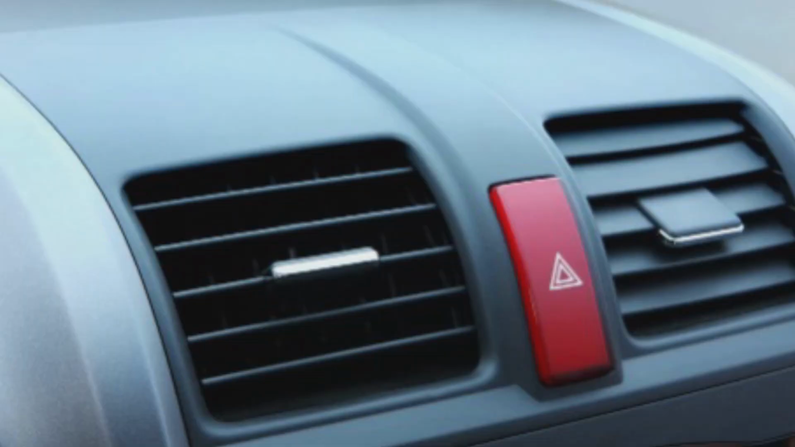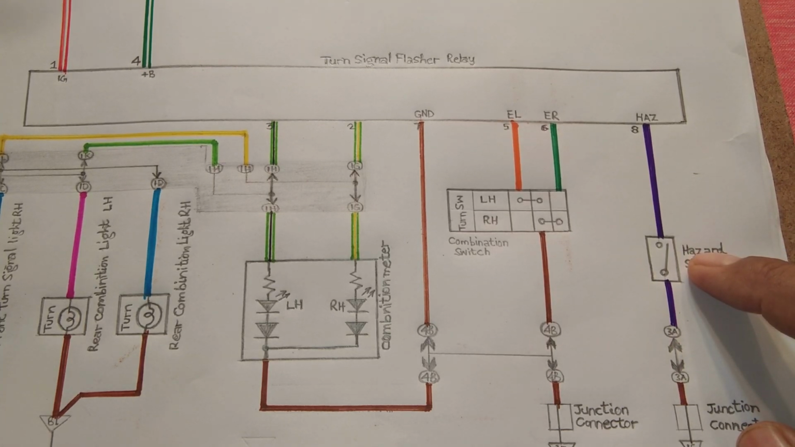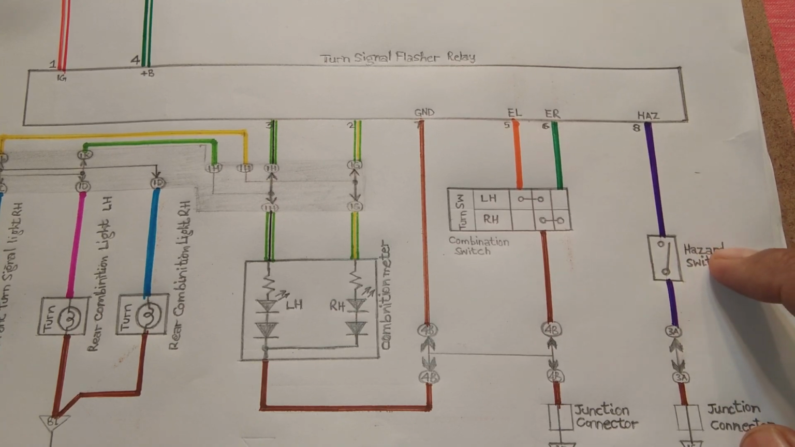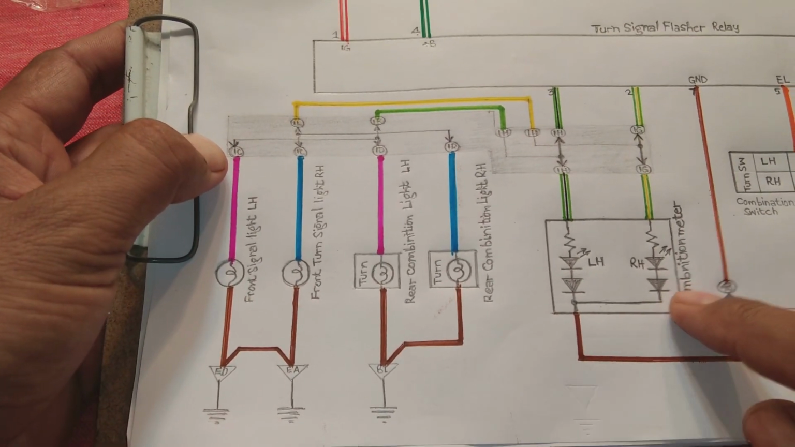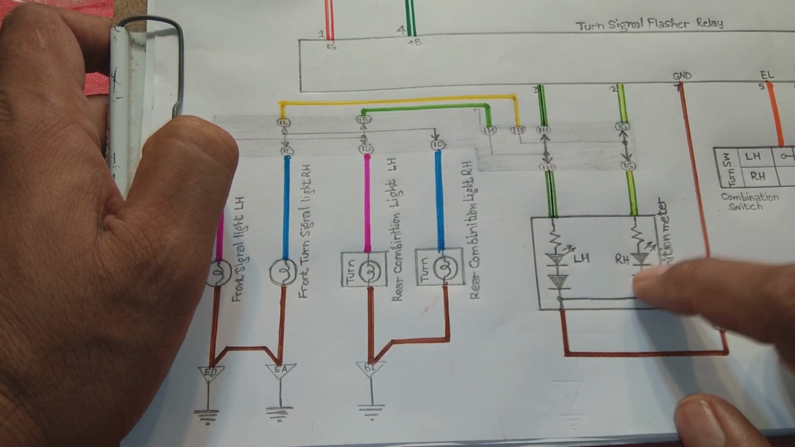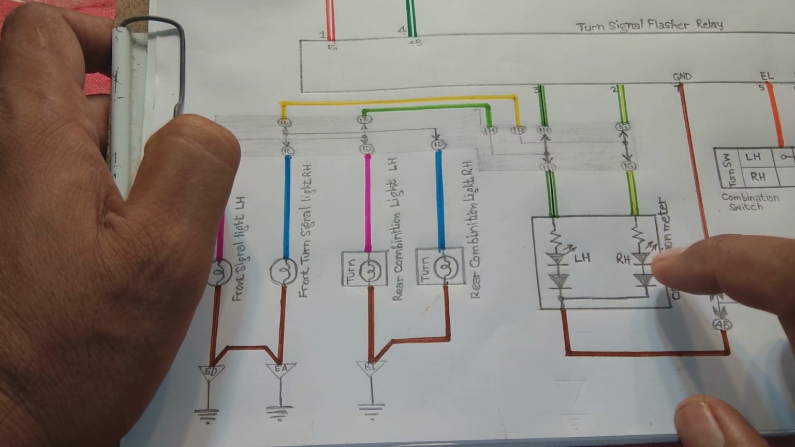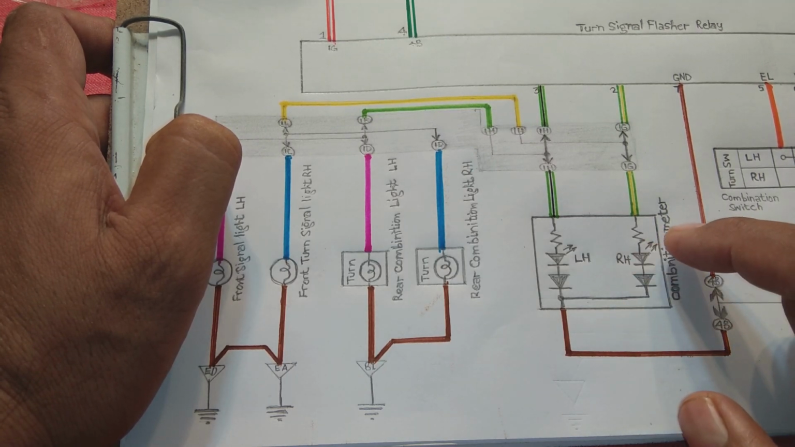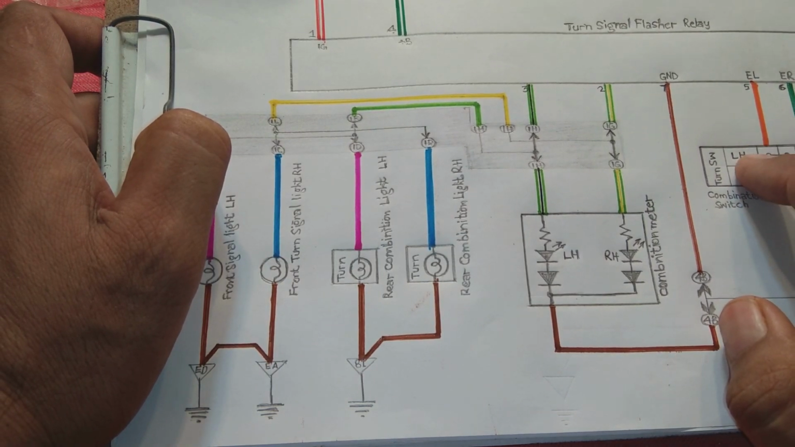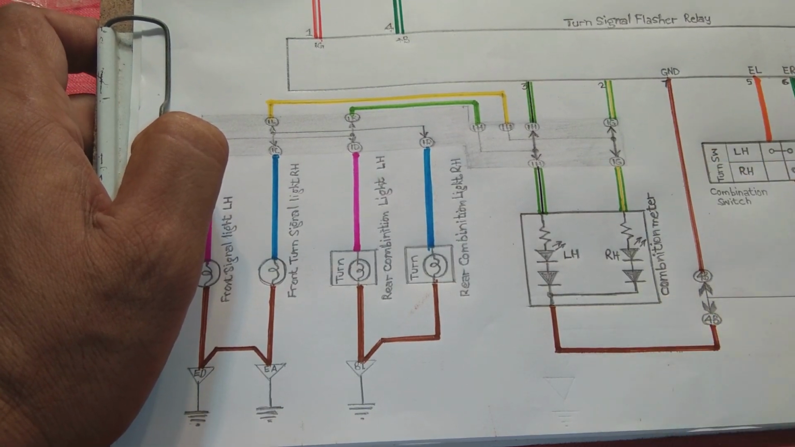The hazard switch is located on the dashboard. While this switch is on, all the lights are glowing on and off, so it is used only for hazard. And then we have the combination meter. The combination meter contains two LEDs, right hand side and left hand side, which indicate to the driver that the turn signal is going on to the lights and you have to turn. Later you have to switch off this combination switch if it is not switched off automatically. Otherwise they switch off automatically after turning.